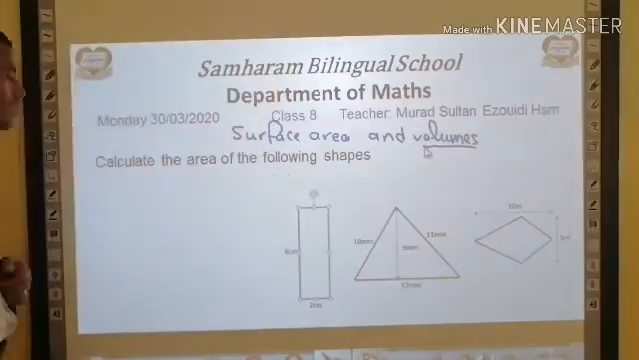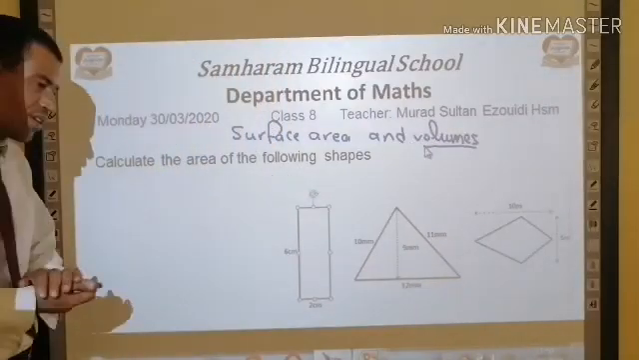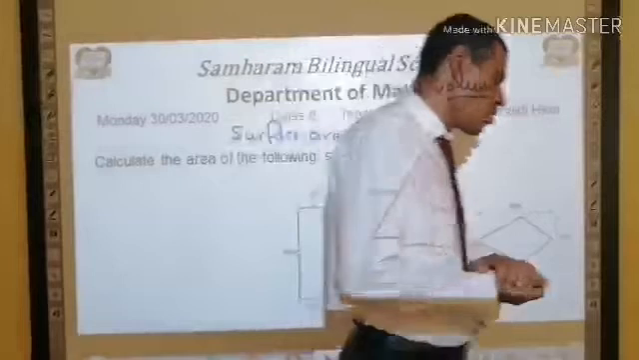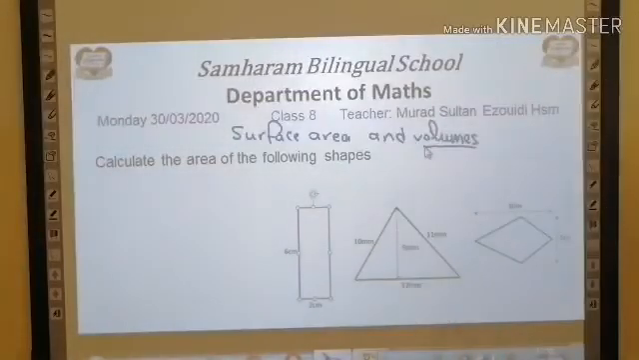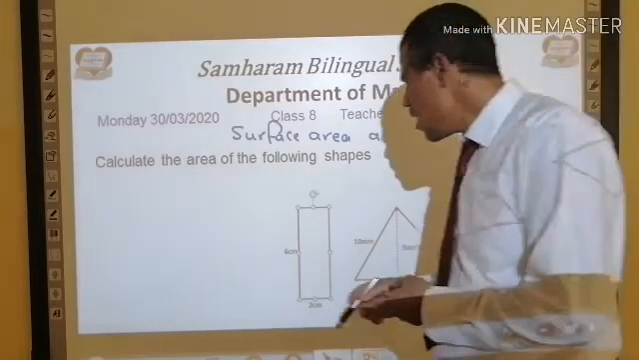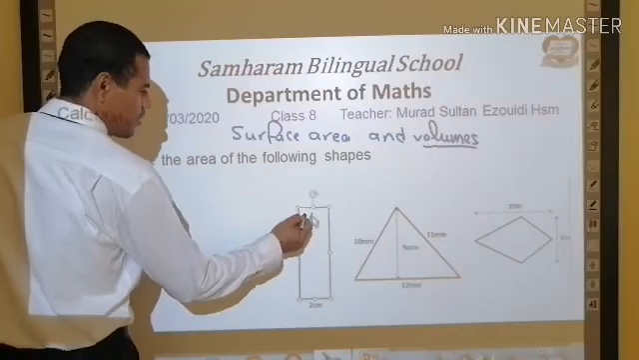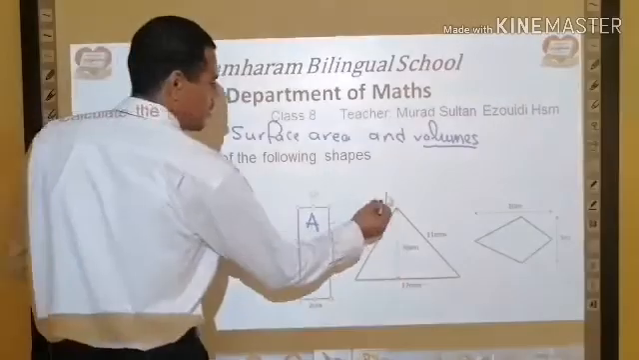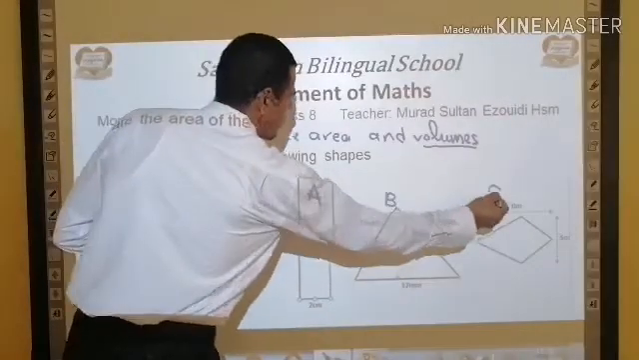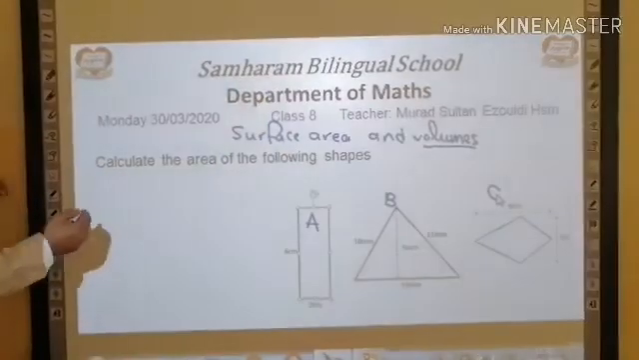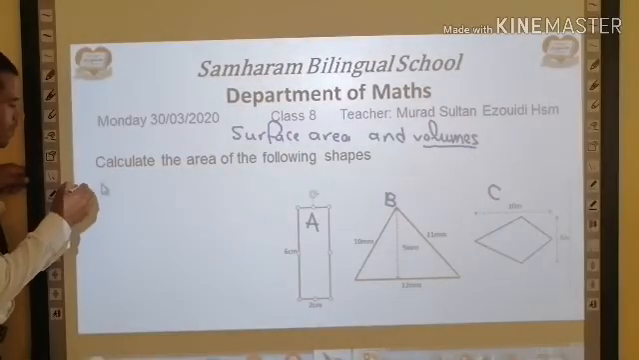First of all, before starting to find the surface area or volumes of such solids, let me refresh your mind by calculating the area of the following shapes: this rectangle, triangle, and the kite. I will label this as A, this is B, and this is shape C. What is the area of shape A?